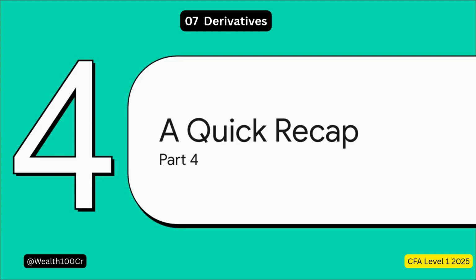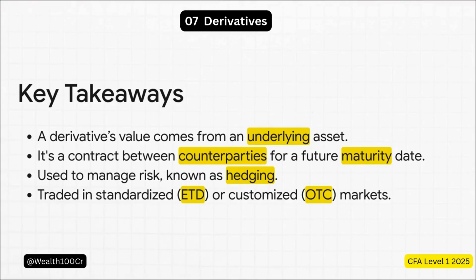Phew. Okay, we have learned quite a lot today. Let's just take a moment to do a quick recap, just to make sure we remember all the important points. So let's go over the main takeaways. First, a derivative gets its value from an underlying asset, like our train journey. Second, it's a contract between two counterparties for a future date, which we call the maturity date. Third, a very important use for them is to manage risks, something we call hedging, remember our financial umbrella. And fourth, they are traded in two kinds of markets, the ready-made exchange market and the tailor-made OTC market.